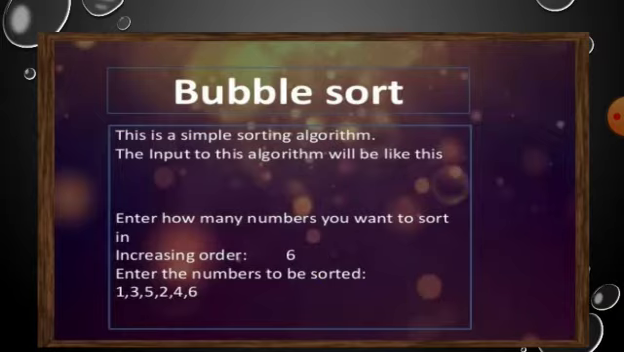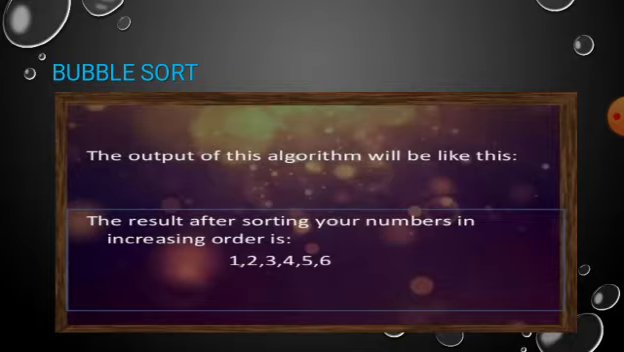The numbers to be sorted are 1 3 5 2 4 and 6. The output of the algorithm will be like this: the result after sorting your numbers in increasing order is 1 2 3 4 5 6.